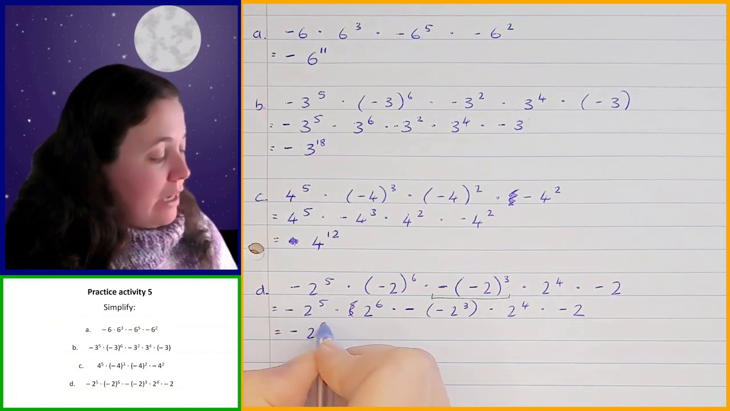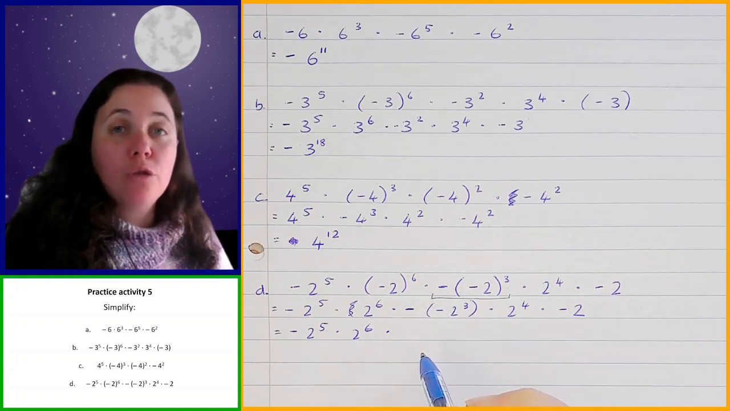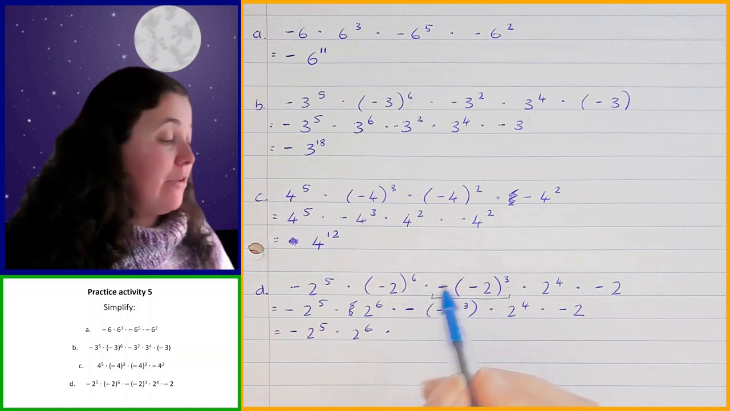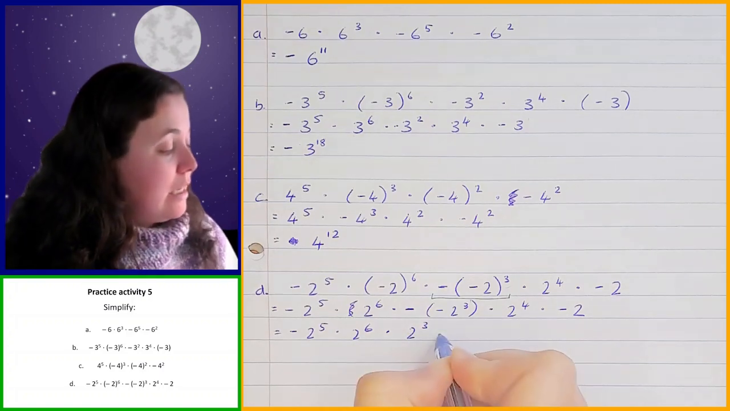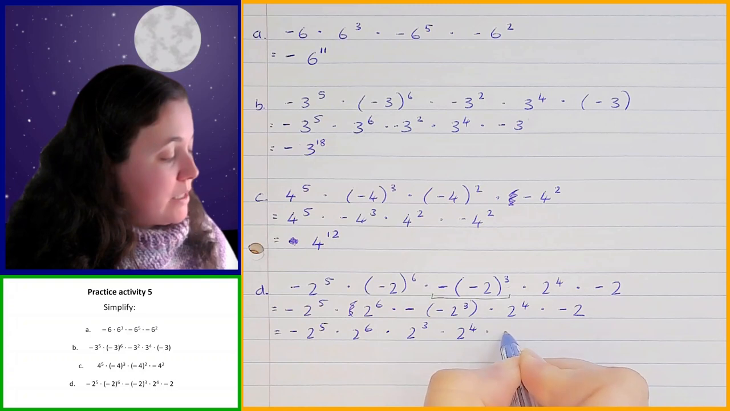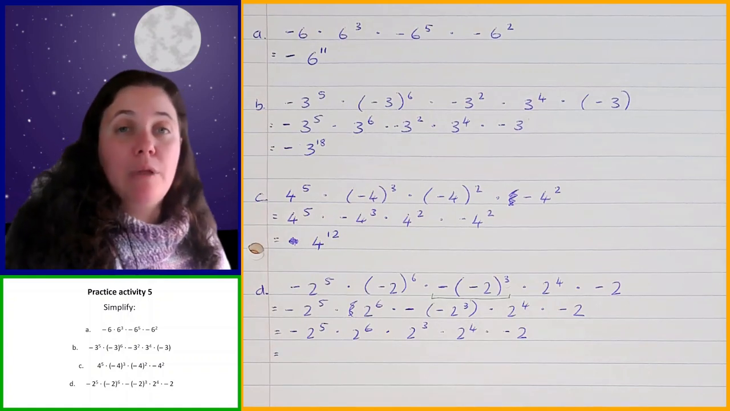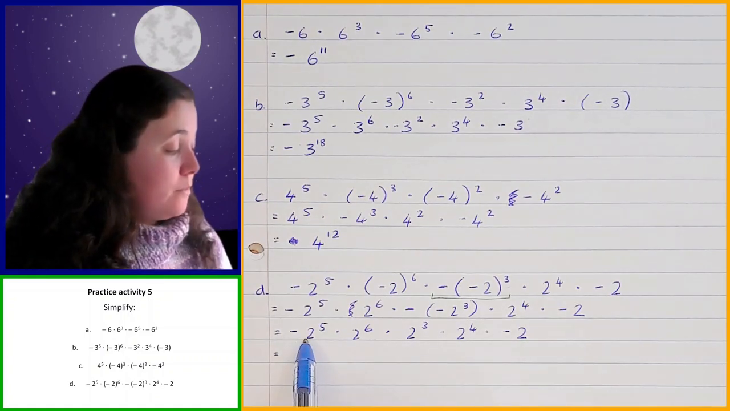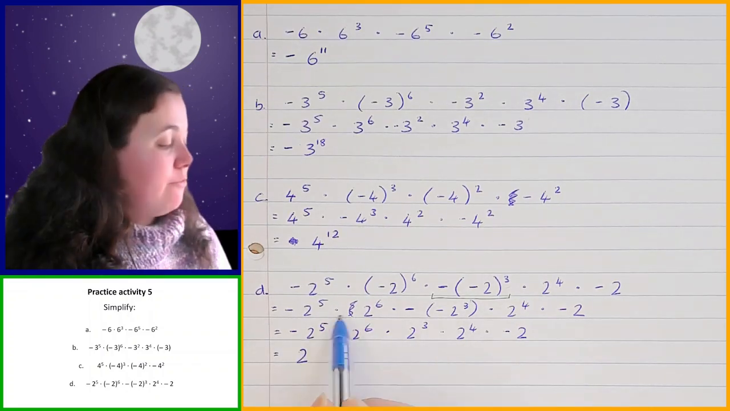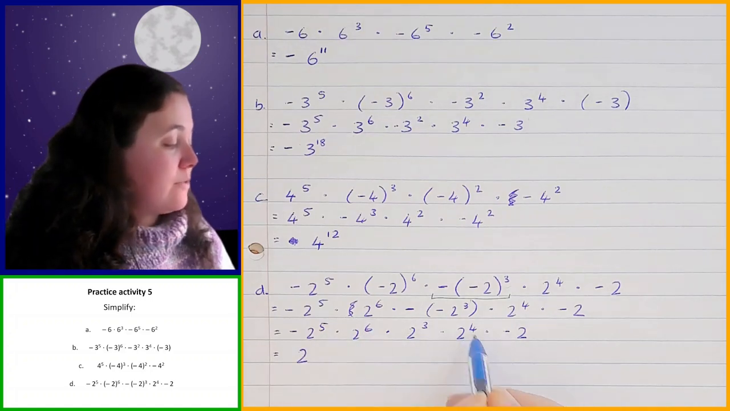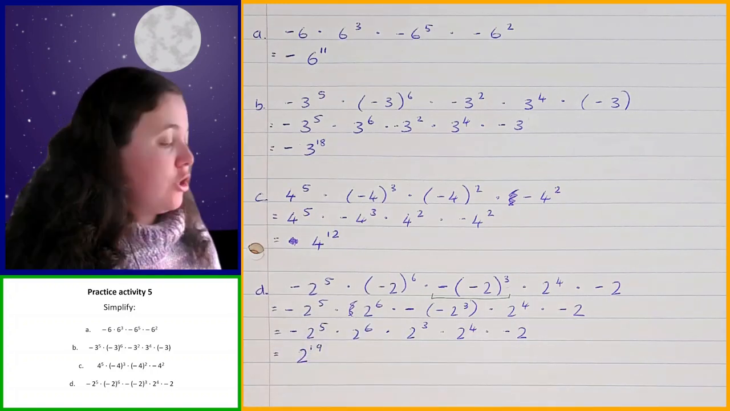So I've got negative 2 to the power of 5 times 2 to the power of 6 times. Then I've got a negative and negative 2 cubed. Now, we learned when we were doing our integer section that when you have a negative and then a negative, it becomes positive. So it's positive 2 cubed, like that, times 2 to the power of 4 times negative 2. And now I can go and simplify my powers that will be multiplied together where they have the same base. So I've got, first of all, 1, 2 negatives, so it's going to be a positive answer. The base stays the same, and I'm going to have 5 plus 6 is 11, plus 3 is 14, plus 4 is 18, plus 1 is 19. So that's what you should have got for question D.